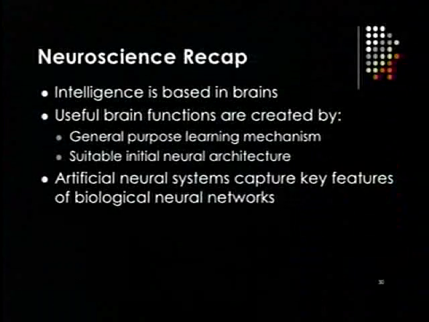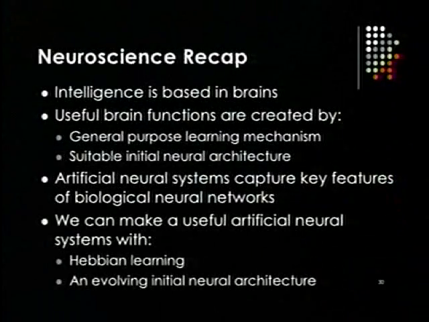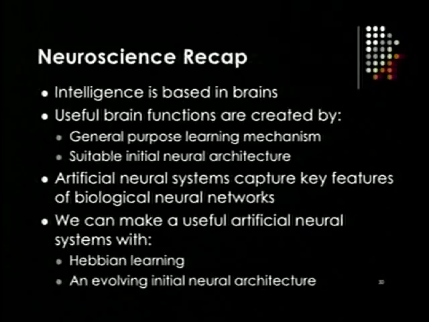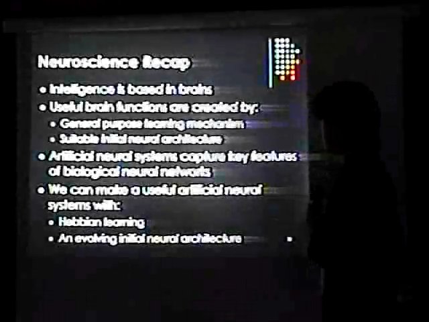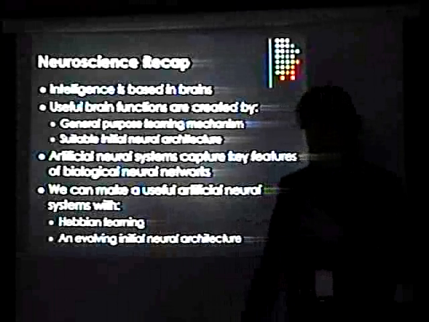So artificial systems capture key features of biological neural networks. And we can make artificial neural systems with this simulated Hebbian learning and evolving initial neural architecture. Pretty standard. Actually, this is better than standard normally. Most people cheat on that one.